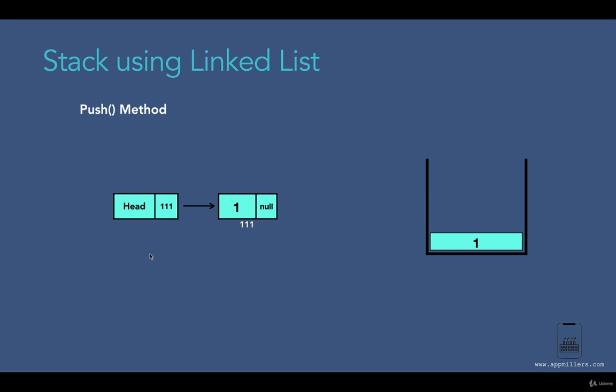and this node 1 is pushed to our stack over here. Now if we want to insert one more element to this stack, we are going to call push method. Each time we call push method, we are going to insert a node at the beginning of single linked list. So here we are going to create a blank node, and then we are going to assign a value to it. Now you can see that the physical location of this newly created node is 222.